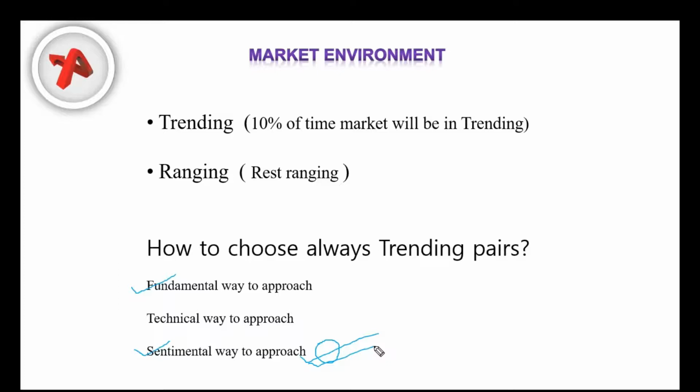And there are some other fundamental examples as well, like the AUD GDP report this year, if we see, was very weak in the last quarter, from October to December. So it was very much down. Because of that, AUD was hit very badly. So this was a very good example for the fundamental way and fundamental analysis.